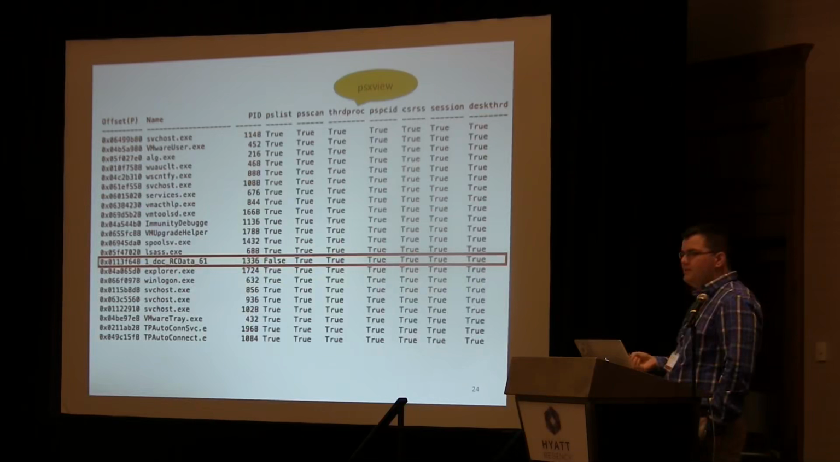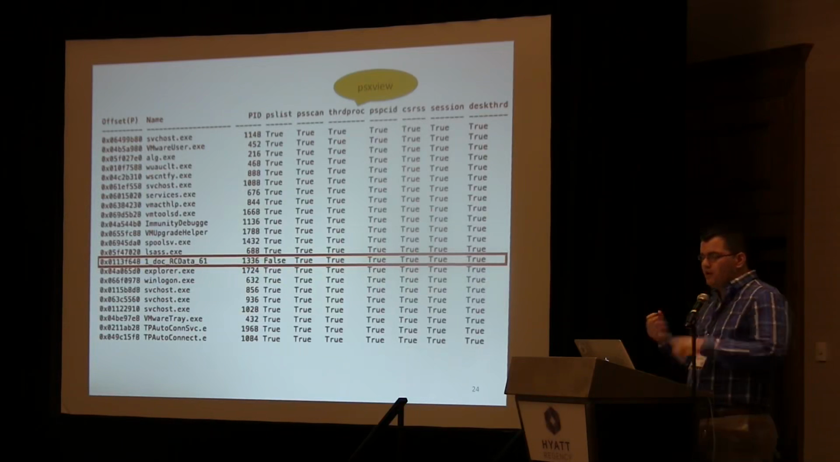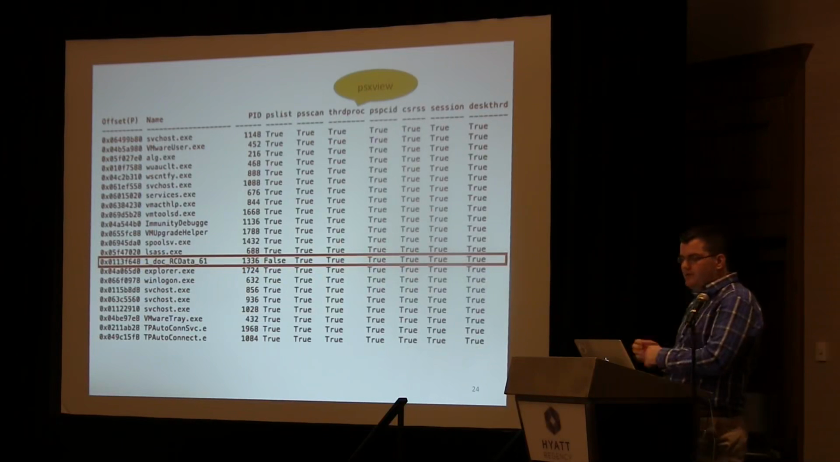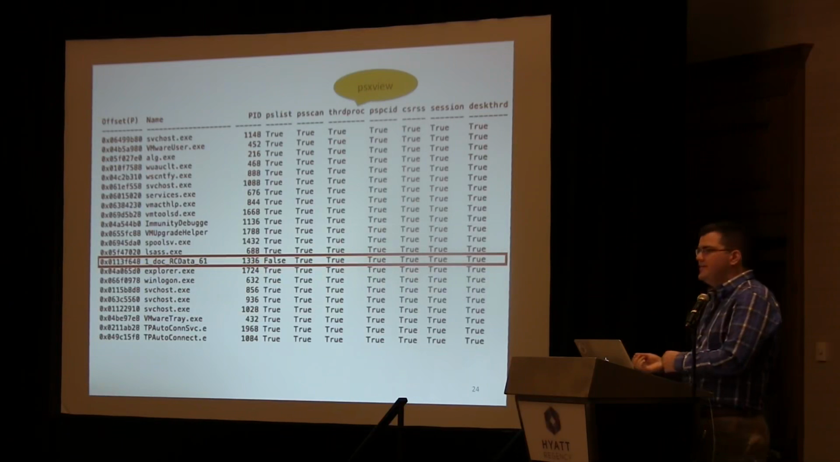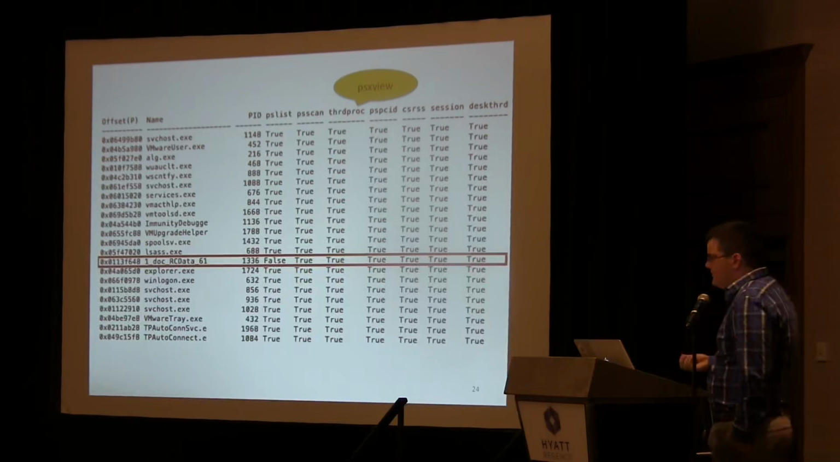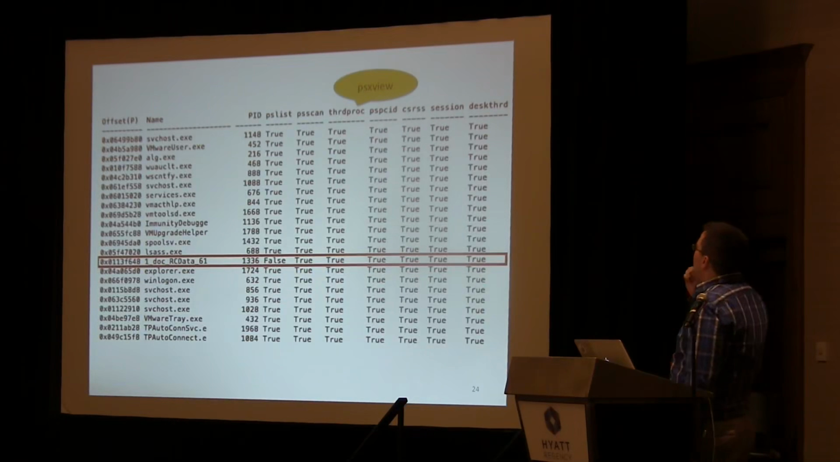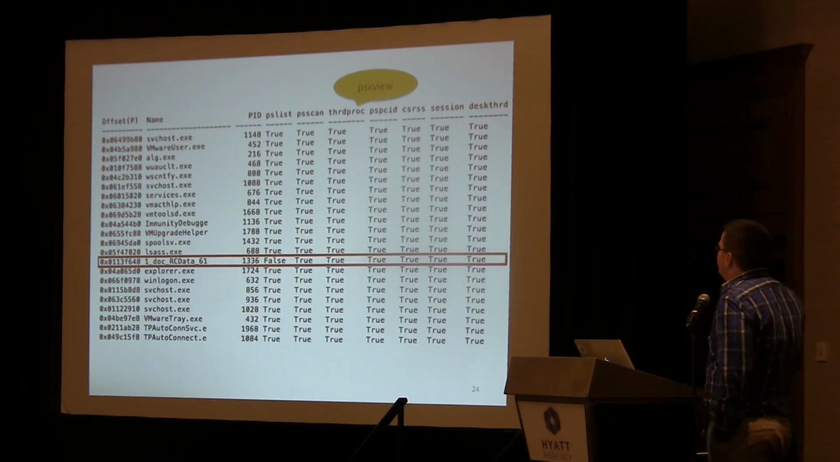Even if you have a kernel driver that looks at the list in memory, or calls the process enumeration APIs in the kernel, it's still looking at the same exact list. So again, you're not really going to find this process on a live system, but with memory forensics, you have other ways to find it.